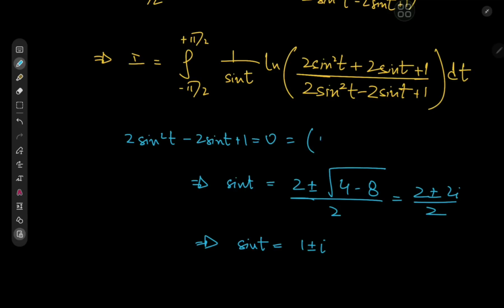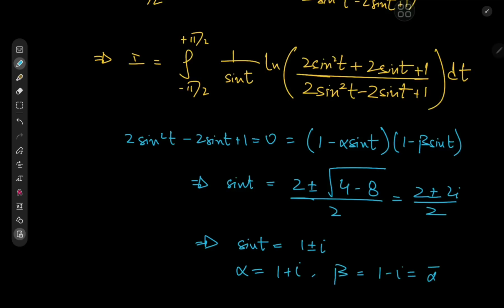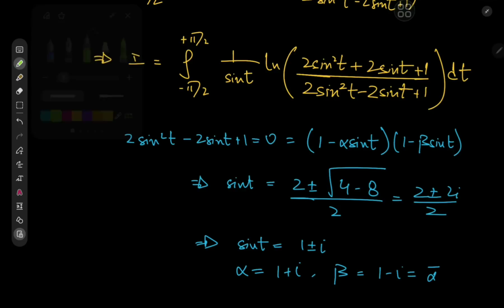That means we have a factorization. We do need a 1, so we start at 1, and we have minus alpha times sine t, where alpha is the first root, and then we have 1 minus beta times sine t. So we have alpha equal to 1 plus i, and beta is 1 minus i, which is just, of course, the complex conjugate of alpha. And if you factorize, rather, the polynomial upstairs, you'll find that the roots of the corresponding equation are in fact the negatives of the roots of this equation. Okay, that is actually very, very convenient, because now we're going to define an integral function.